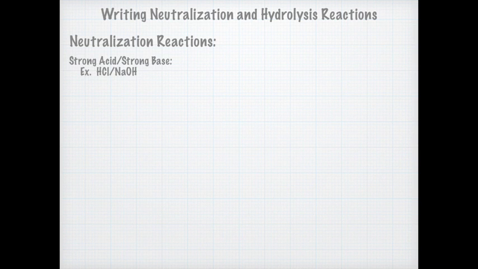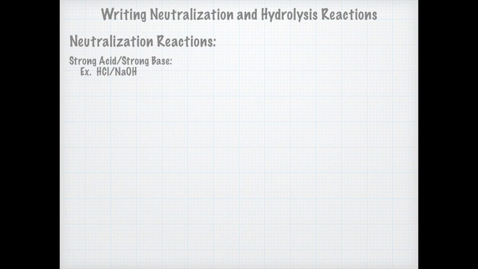So in this lesson, we're first going to look at neutralization reactions, looking at weak bases with strong acids, weak acids with strong bases, and strong acids with strong bases. And then we're going to analyze the salts that are formed from these neutralization reactions. To get started, to write a neutralization reaction, you're going to have an acid and a base.